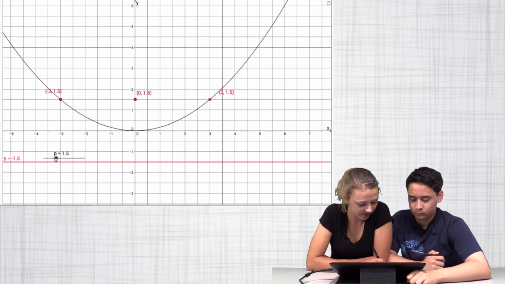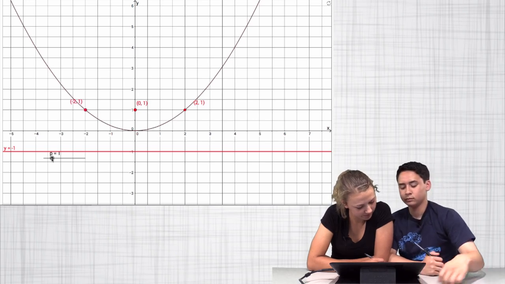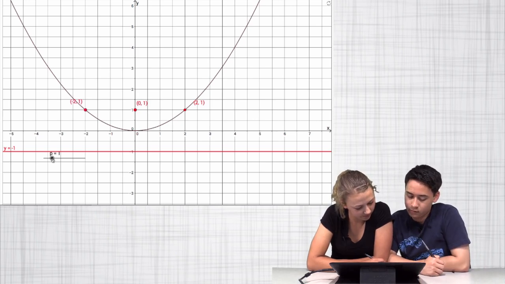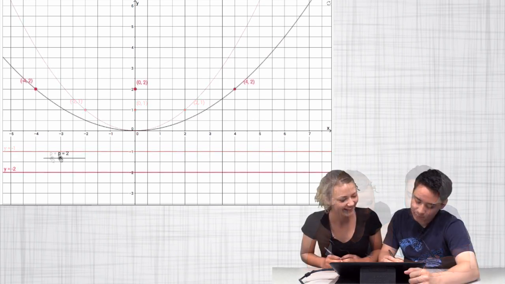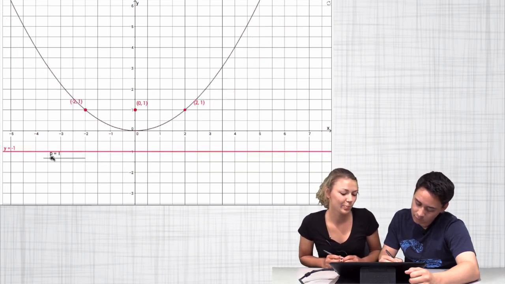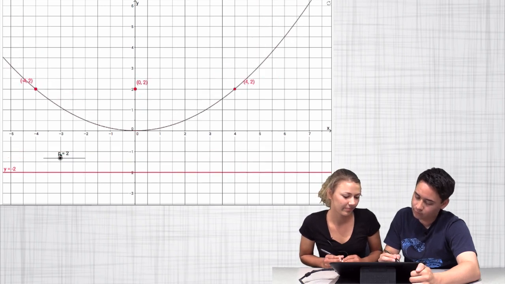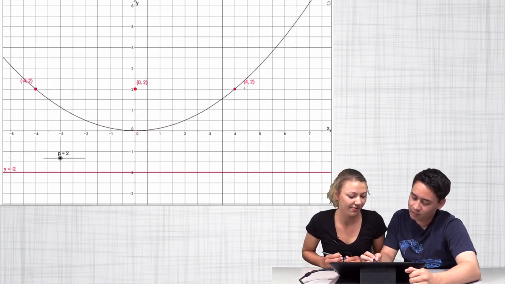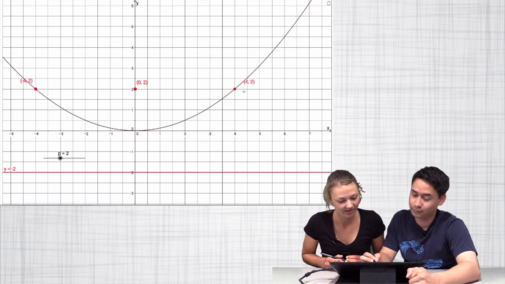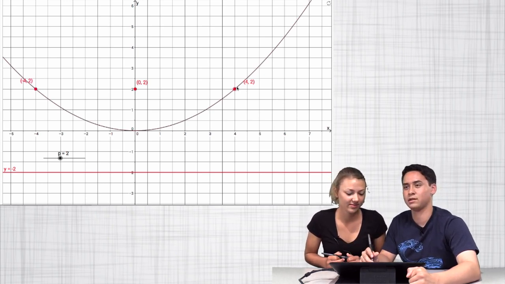Well, let's go back to p as 1. So what happens to the special point if I increase p from 1 to 2? As p is increasing, here we have 2 and 1, because our p equals 1. And then when we have p equals 2, our x is now 4. So it's increasing and the parabola is getting bigger because x is increasing.